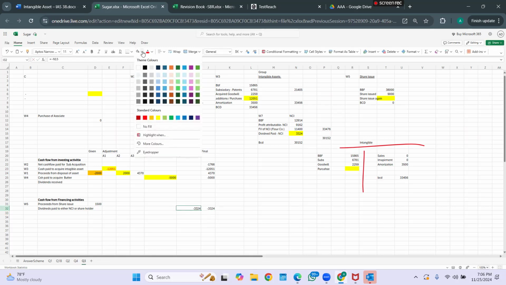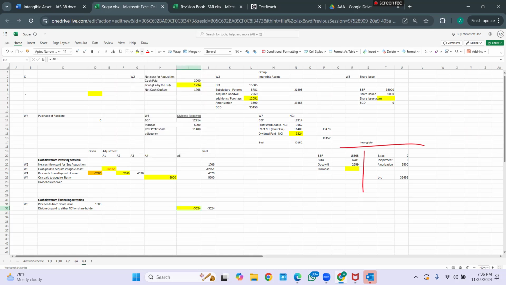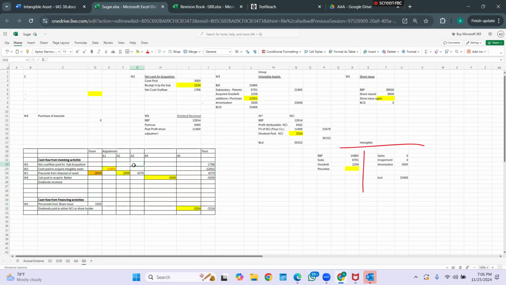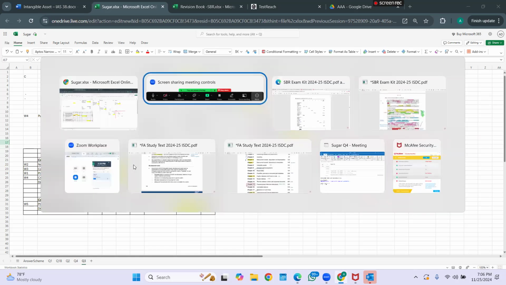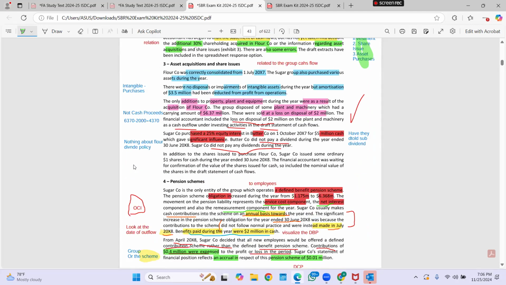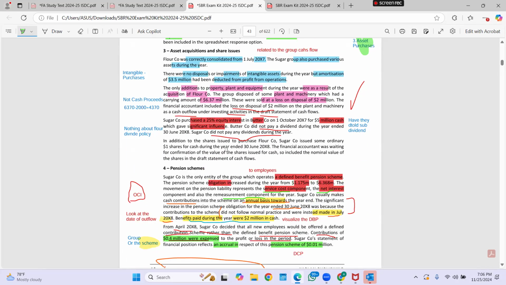Guys, keep your statement attractive. Now my statement doesn't look attractive at all, because I'm just doing it for the sake of doing it. But in exams, if you have any additional time, please try to make your statement look more presentable so that the examiner gives you marks. Now, we are left with the last adjustment. Dividends are also done.